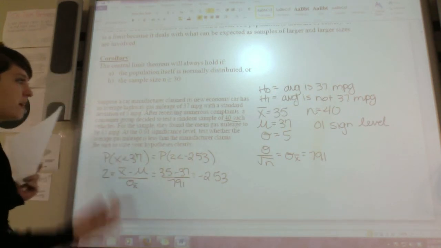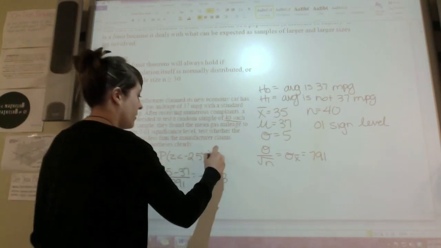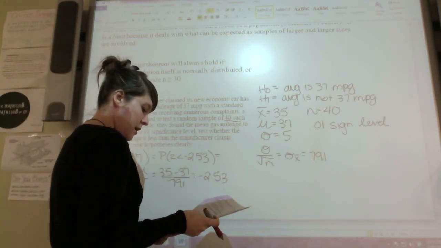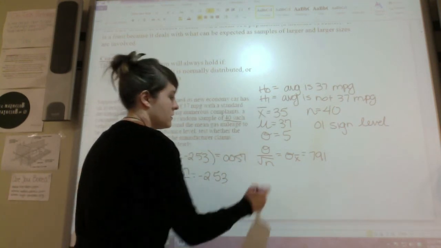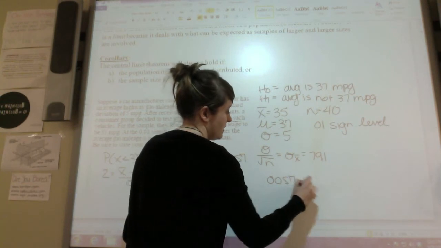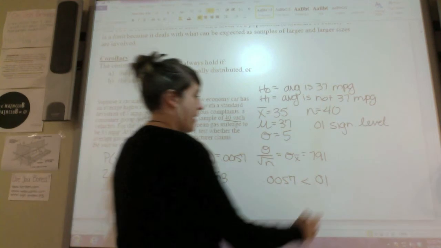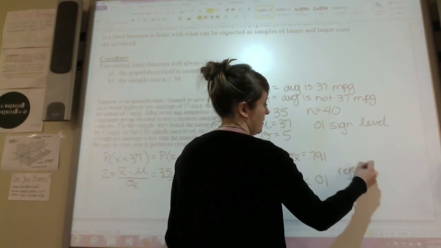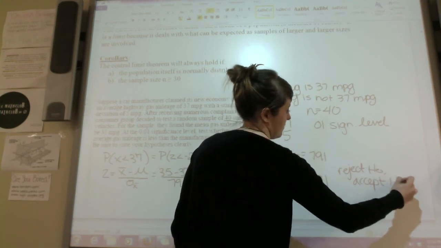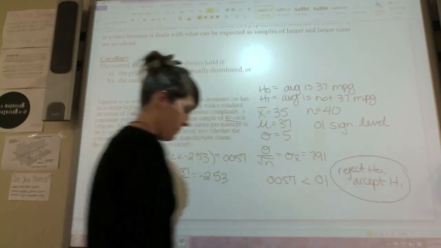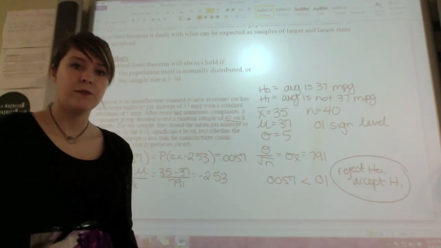Then I'm going to calculate that probability using my charts, and I find that that's 0.0057. So 0.0057 is less than 0.01, my significance level. What that means is that I have to reject my null hypothesis and accept my alternate. All right. And that is everything for section 7.